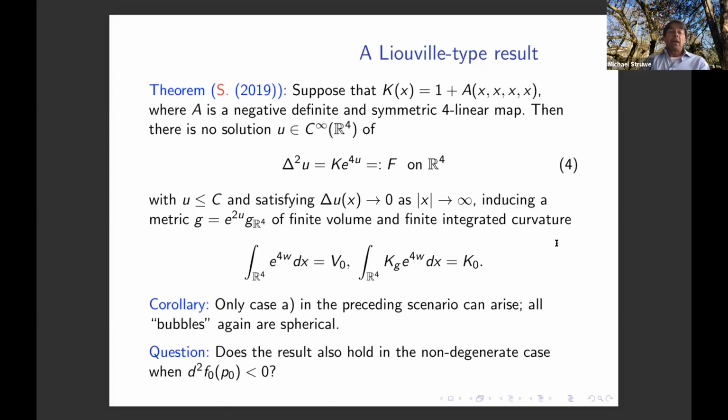Of course, this result is not completely satisfying because we're doing something very special. We're not looking at, in particular, the non-degenerate case, which we would think would be the generic one. And it's actually an open question whether similar results will hold in that case. And you'll see where the proof makes special use of this shape of the curvature term.